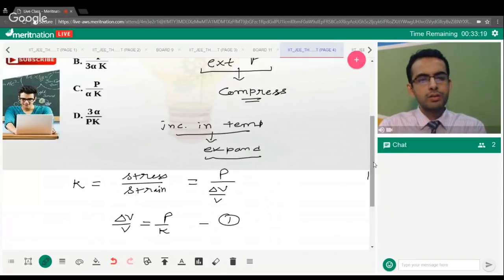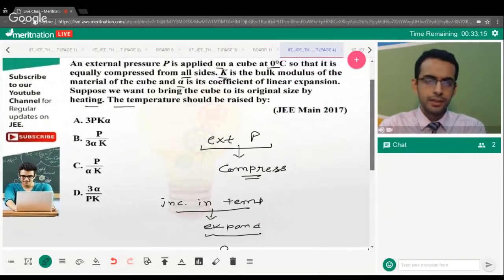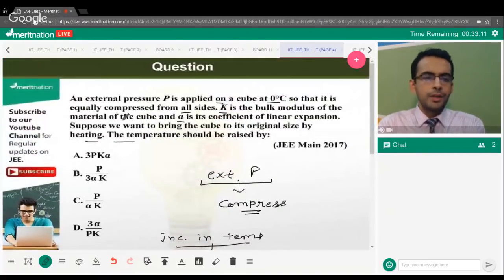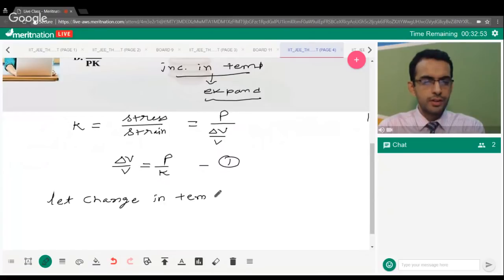Now let's talk about the other equation. The second thing is increase in temperature. Let us say that the temperature increases by ΔT. Let the change in temperature be ΔT.